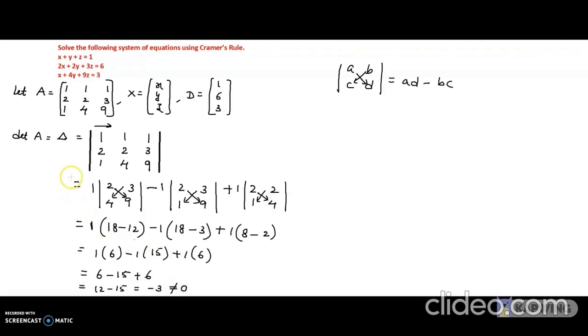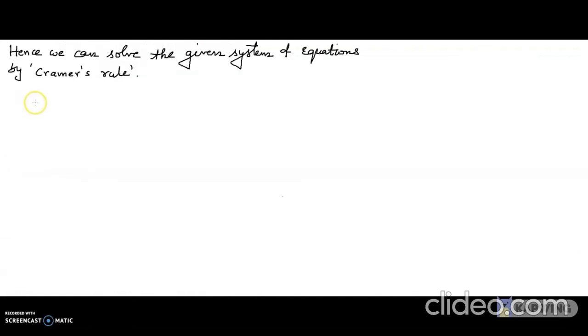Once we get the determinant is not equal to 0, we can solve the given system of equations by using Cramer's rule. If the determinant is 0, we cannot solve the given system of equations using Cramer's rule. Here we have the determinant value, the delta value, as minus 3, which is not equal to 0. Hence we can solve the given system of equations using Cramer's rule.